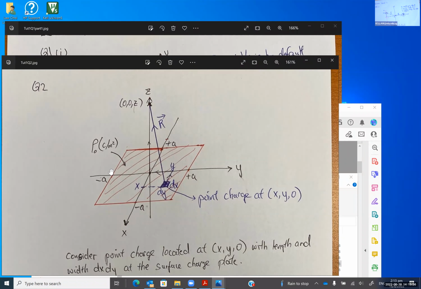Yeah, this plate is centered at the origin. If it's not centered at the origin, is the answer the same? What if the top edge is actually at the y-axis? Would the answer be the same? No, unless you move the observation point also symmetrically to that center. Otherwise, you will have some other component already, right? You can see it from symmetry.